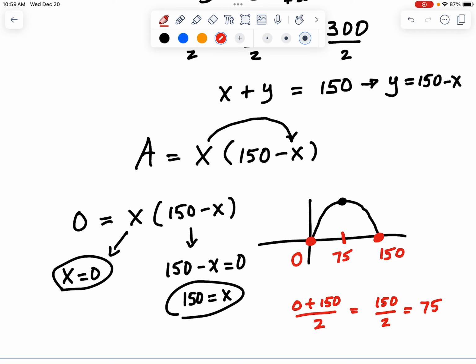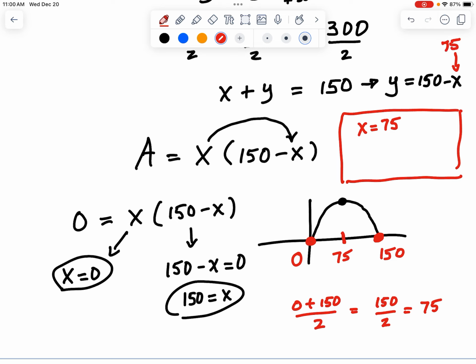And so I think I could just put it right here, my final answer. So x equals 75. And then if you substitute the 75 in for x, it's going to say y equals 150 minus 75, which is 75. So 75 feet by 75 feet. So the rectangle is actually a square.